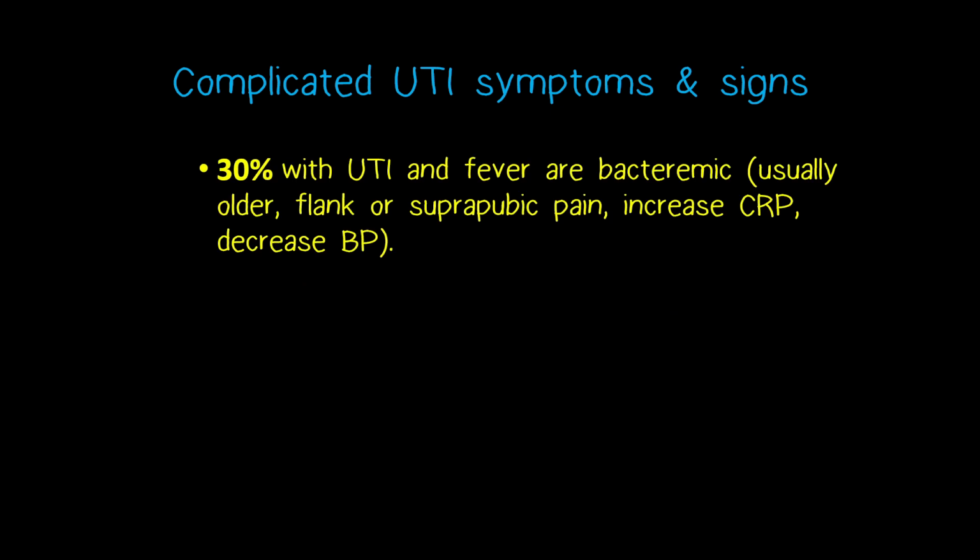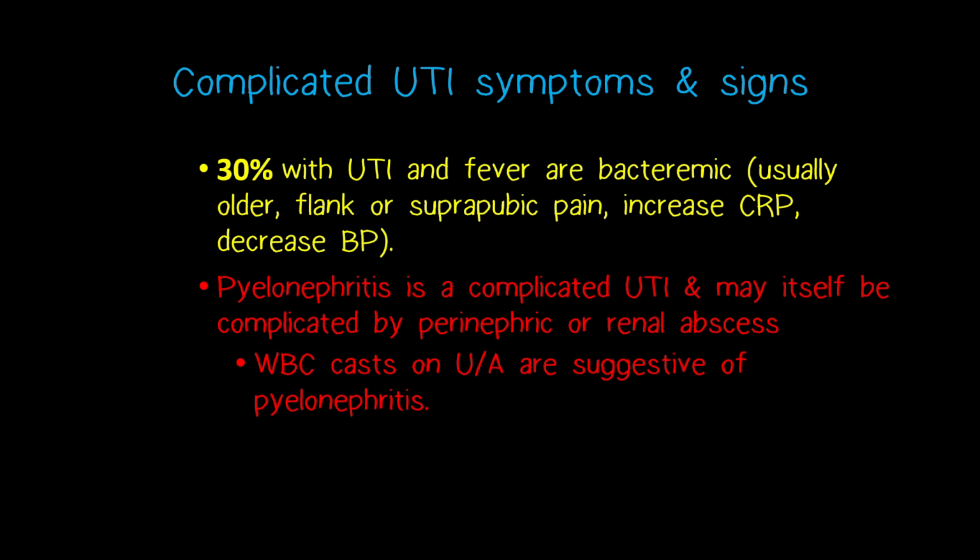30% of patients with urinary tract infection and fever are bacteremic, which usually occurs in older individuals, and they do have flank or suprapubic pain, increased CRP, C-reactive protein, and also decreased blood pressure. Pyelonephritis is a complicated urinary tract infection and may itself be complicated by perinephric or renal abscess, and we see white blood cell casts on urine analysis.